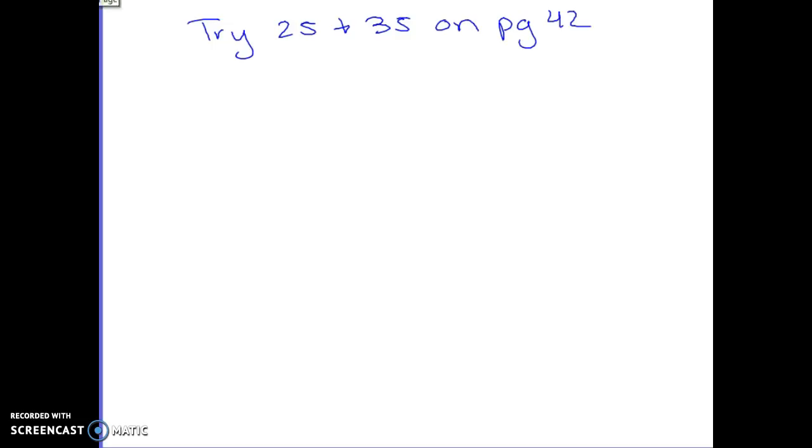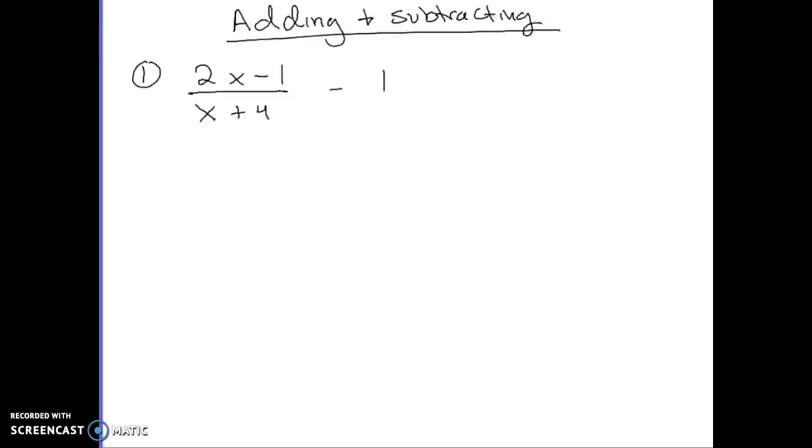Alright, so try 25 and 35 on page 42. It's going to be multiplying and dividing. Again, assign yourself more problems if you need to, and play when you're ready to see more.